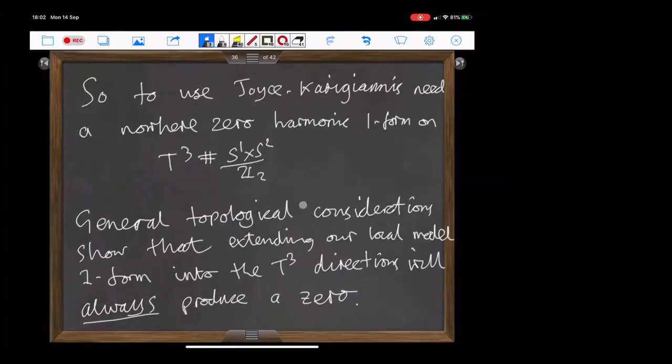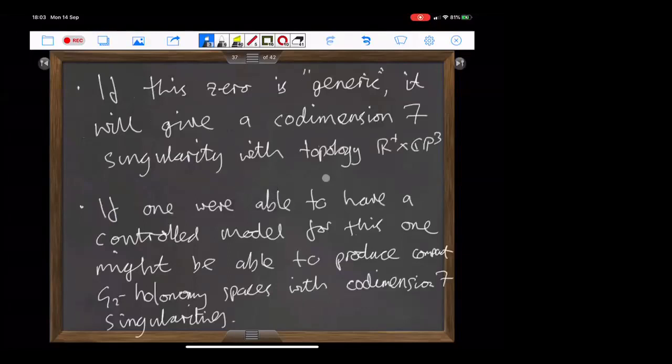General considerations show that if you try to do that, you'll always fail, because, looking at Euler numbers of vector fields and so on, you always produce a zero along the T3 as you go outwards from the neighborhood of the singularity that we've resolved. Now, if, as we were discussing partly in the discussion session, the zero is suitably generic in some sense, it will give rise to a codimension 7 singularity with topology R plus times CP3.